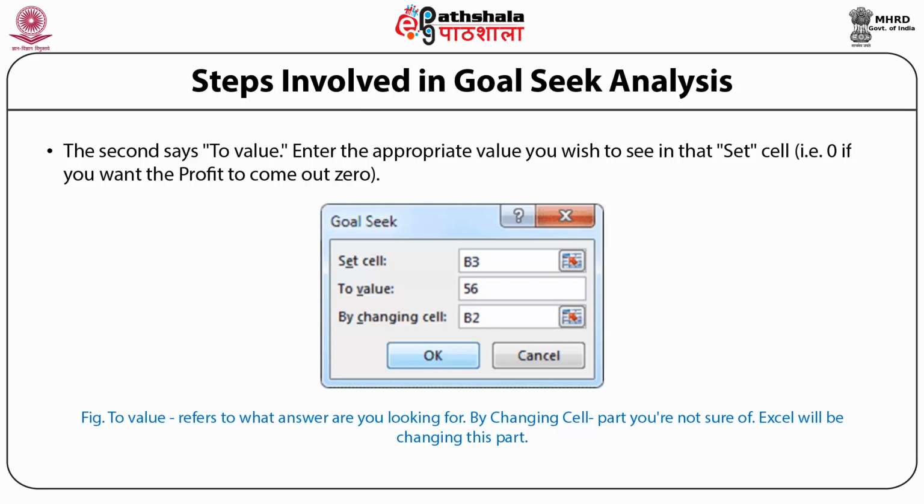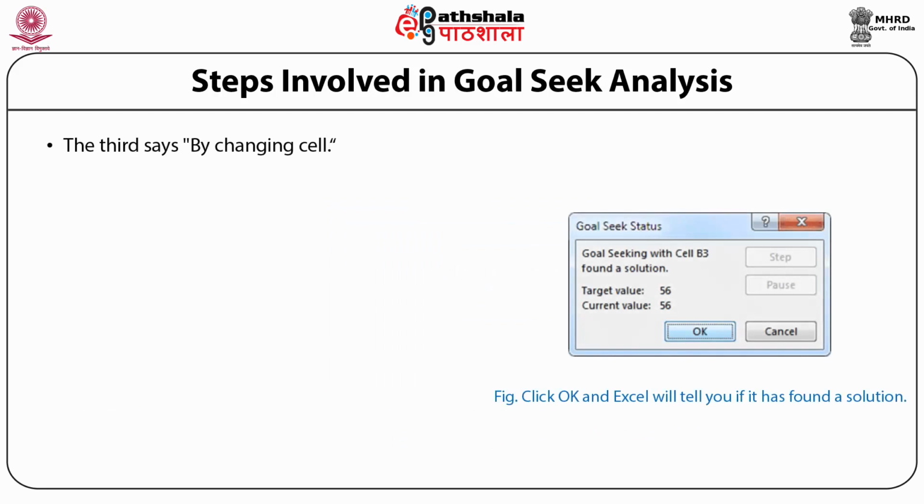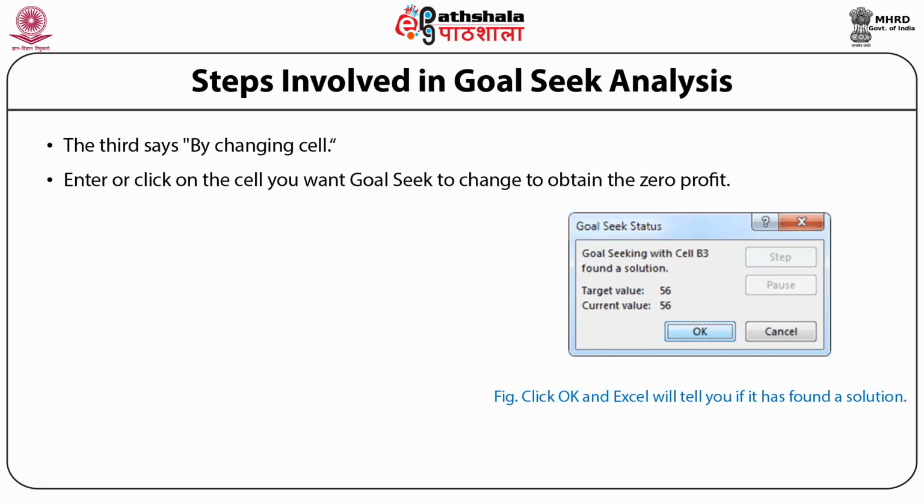Clearly indicative in the dialog box, the "to value" is set to a desired value that is predetermined. It refers to the answer that we are aiming to look at. By changing cell, we indicate the part of the answer we are not sure of, and Excel will be changing this particular part. The third says "by changing cell": enter or click on the cell you want goal seek to change to obtain zero profit.